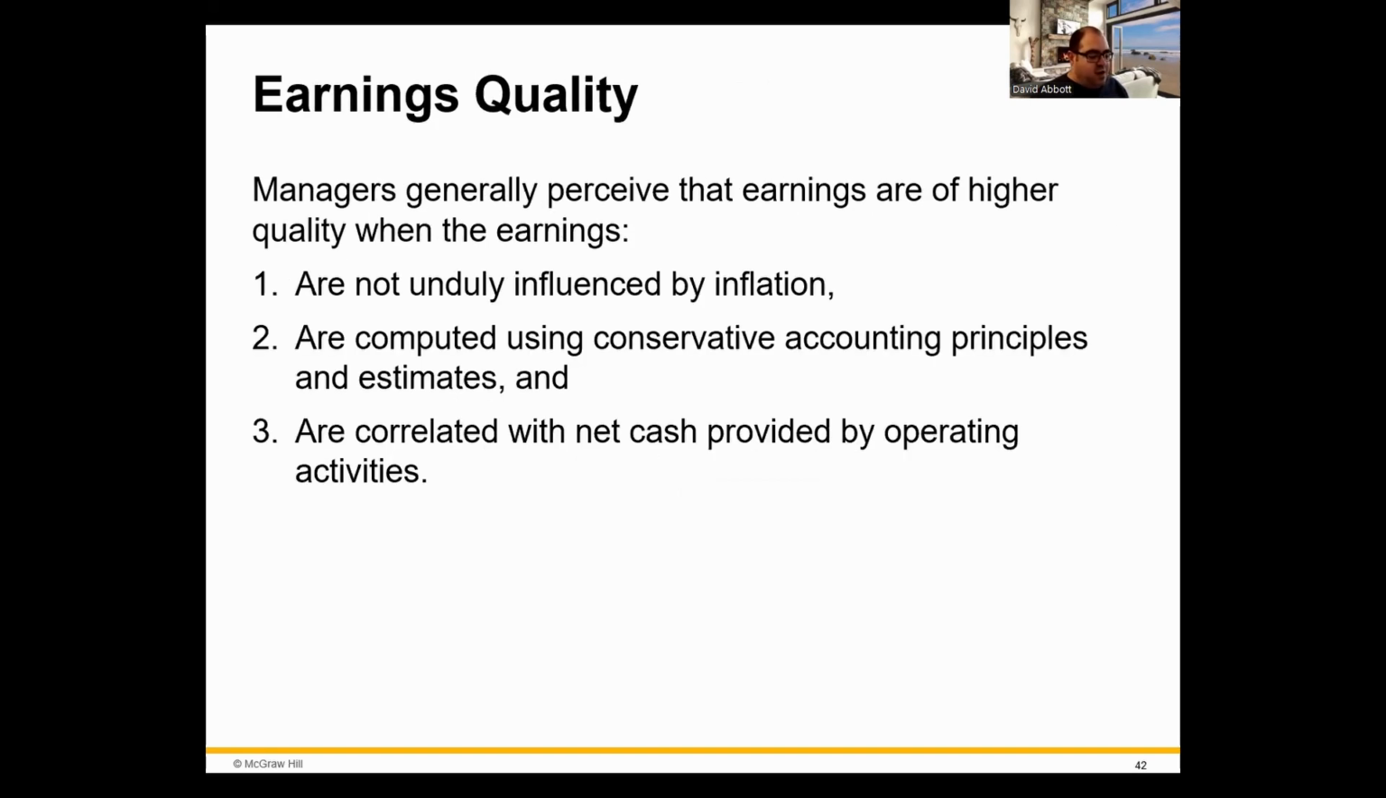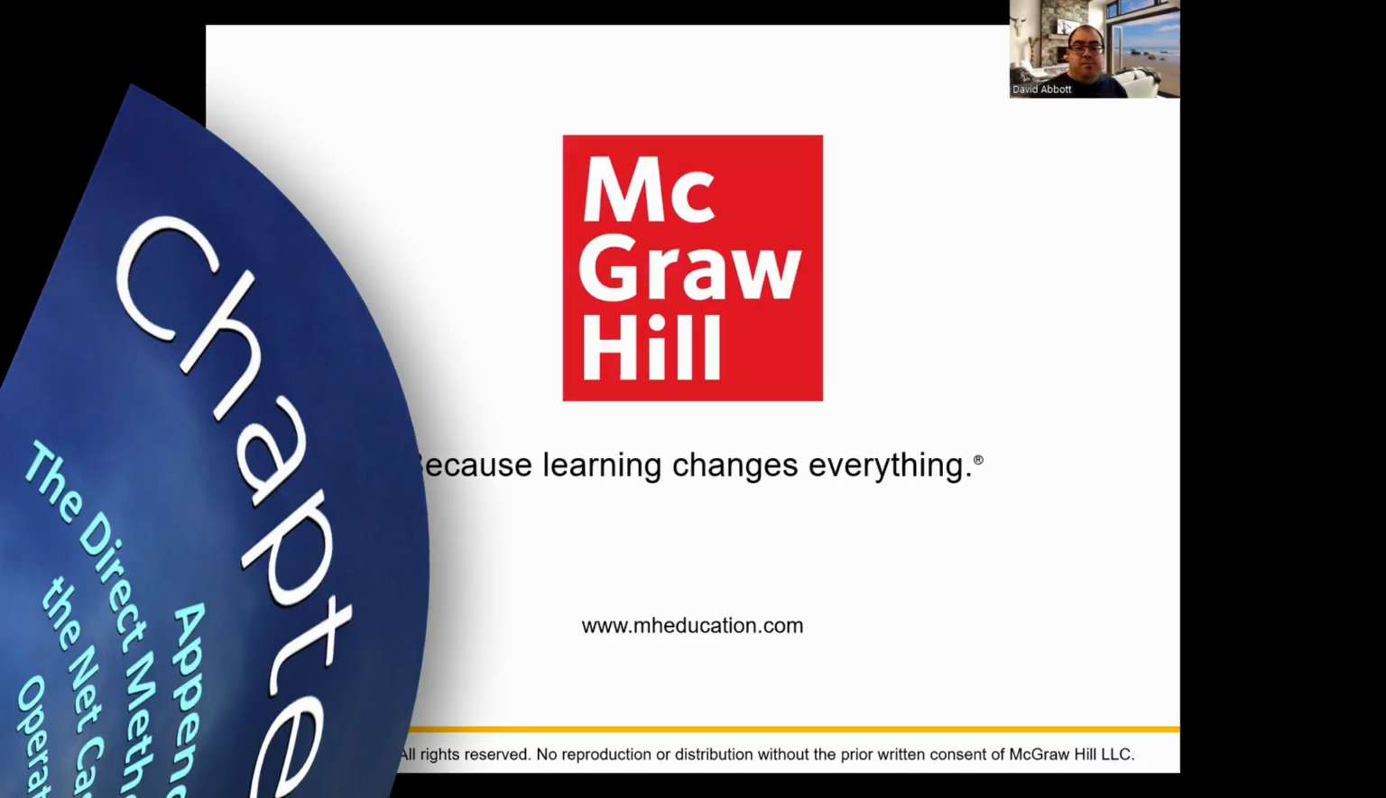Managers and investors look at the relationship between net income and net cash provided by operating activities to assess earnings quality. Managers perceive that earnings are of higher quality when the earnings are not unduly influenced by inflation, are computed using conservative accounting principles and estimates, and are correlated with net cash provided by operating activities.